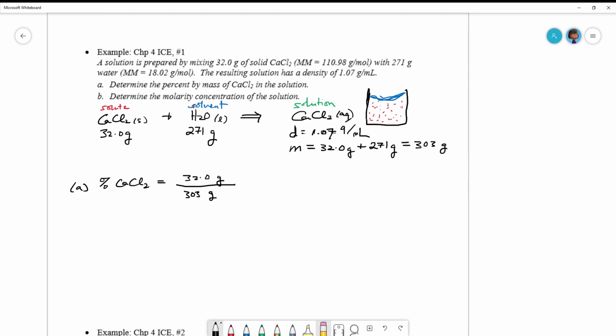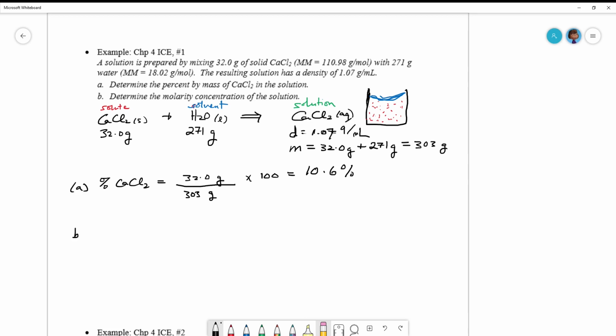So on the numerator, solute mass. In the denominator, solution mass. Don't put the solvent mass there. It's not 271 that goes here. And of course, times 100, because this is a percentage. And well, I plugged and chugged this out, and I got a percentage of 10.6% calcium chloride in that calcium chloride solution.